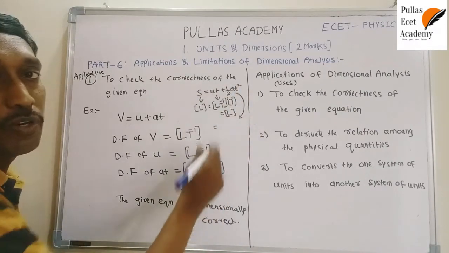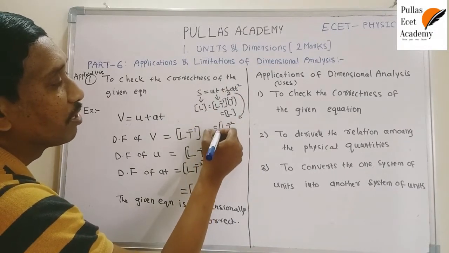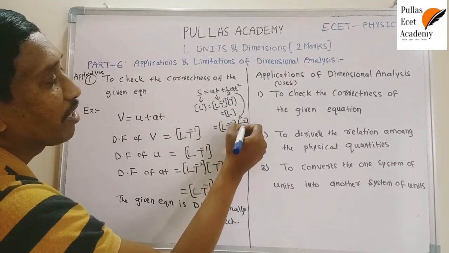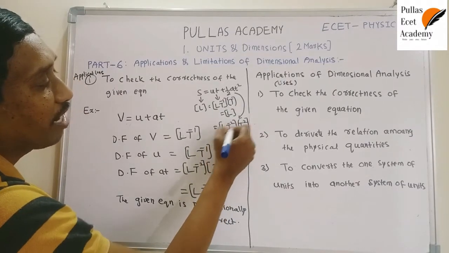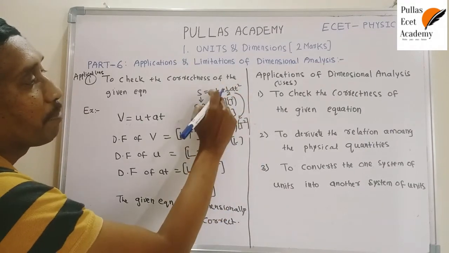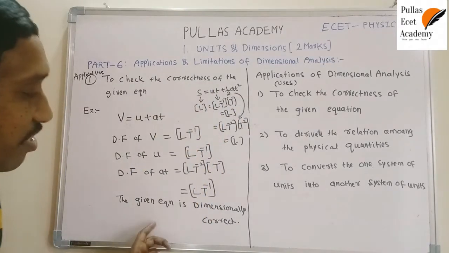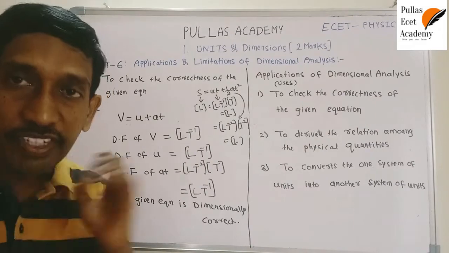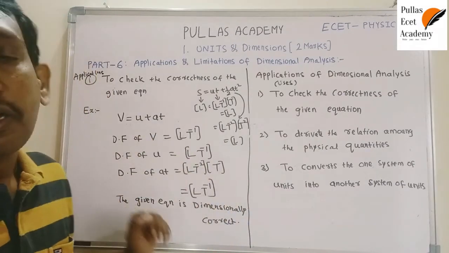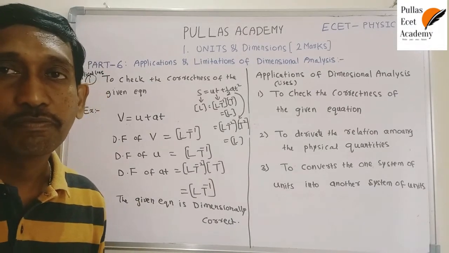There is no dimensional formula for half. The dimensional formula of a is LT⁻². The dimensional formula of t square is T². So T⁻² into T² cancel, then you get L. That means the dimensional formula of half at square is L, of ut is L, and of S is L. That's why this is a dimensionally correct equation. This is the procedure. If we are given any equation, you simplify it in this way, and then whether it is dimensionally correct or not is understood.